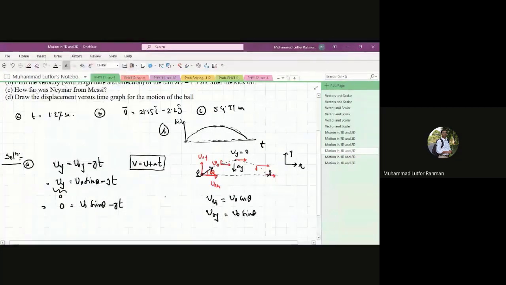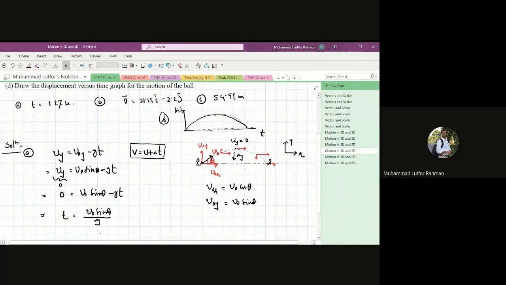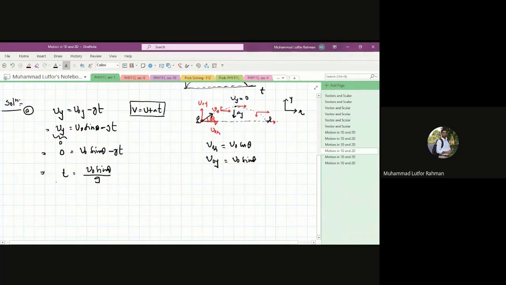The horizontal component remains the same. Then I can write, so this t, the time to reach the maximum height, is V naught sine theta divided by g, right? You probably memorize this formula. So the time to reach maximum height for projectile motion, t equals V naught sine theta divided by g. So we don't have to memorize that one. We can find it only from this equation. So fine.